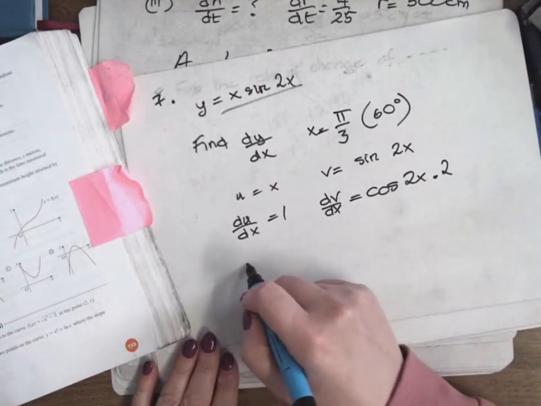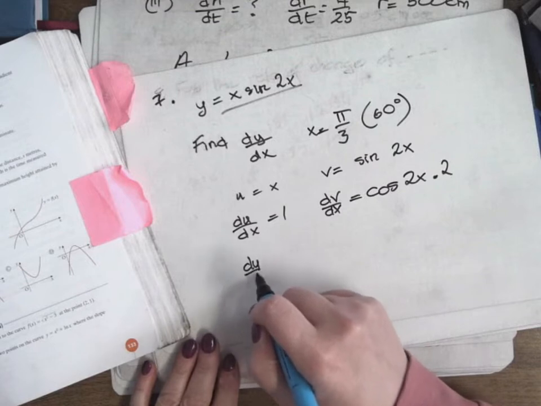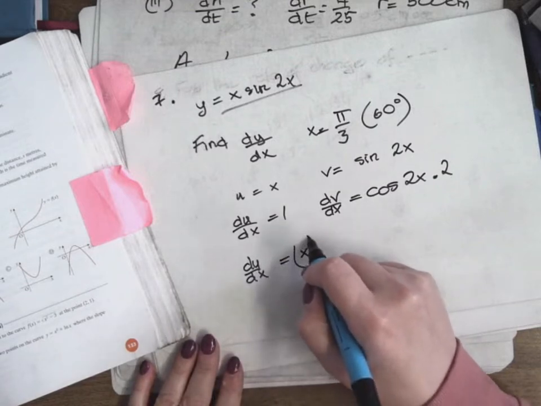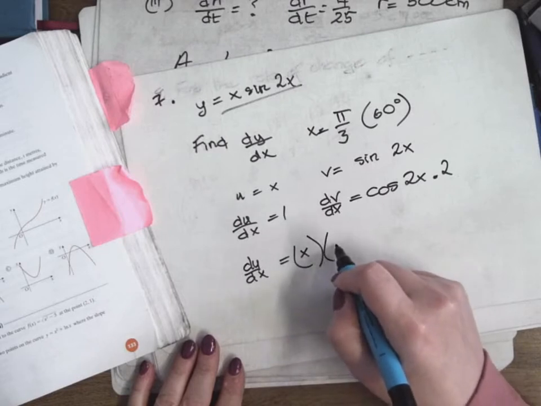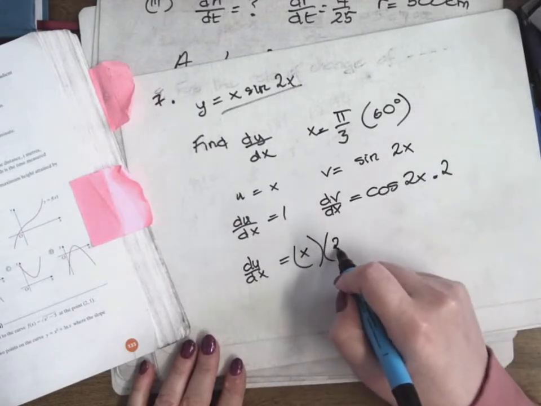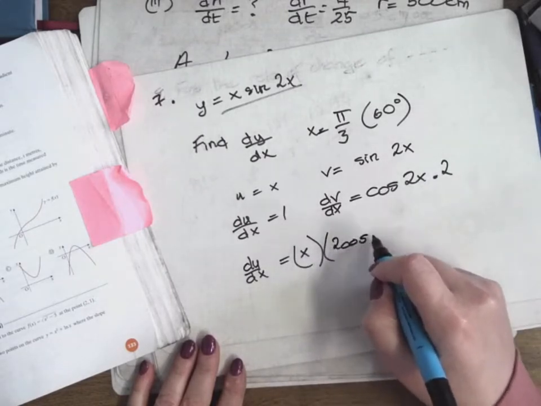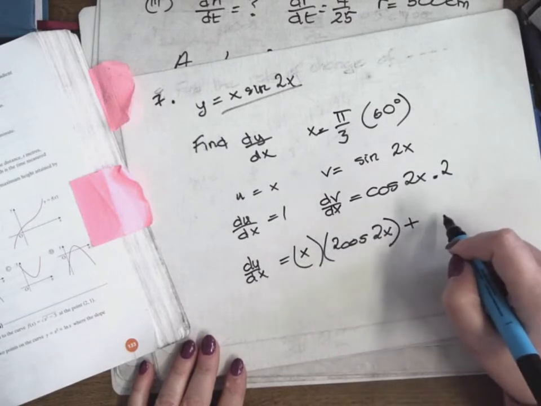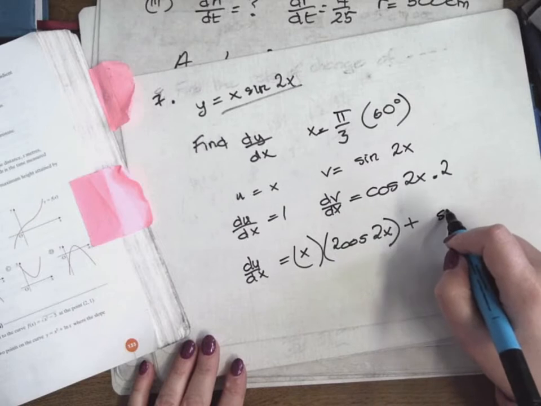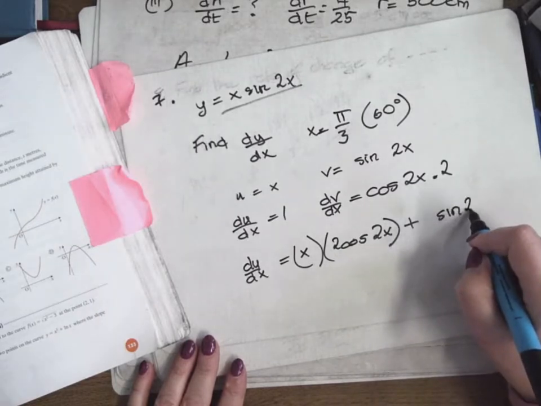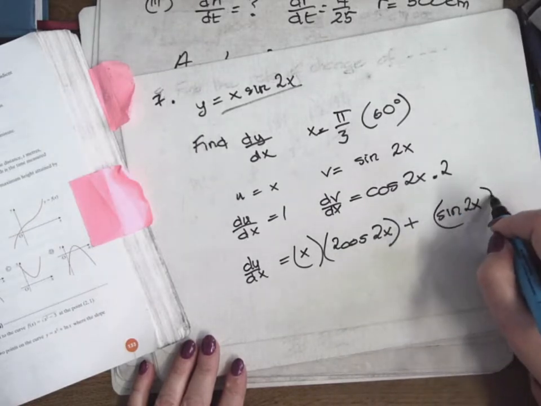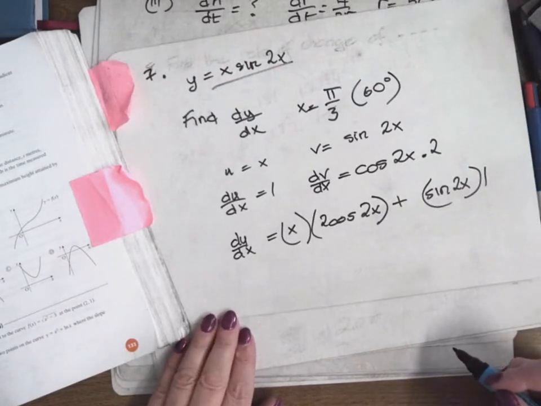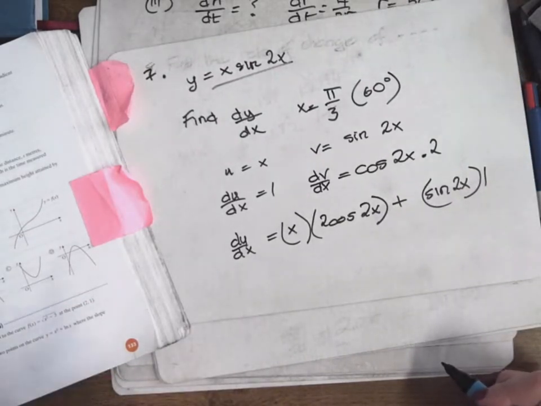Okay, then put it together. So the product rule says it's u times dv dx, which is, I might just put the 2 at the front, 2 cos 2x, is that alright? Add v, which is sine 2x, times du dx, which is 1. Is that okay? Then, listen, I'm not even going to bother multiplying that out.